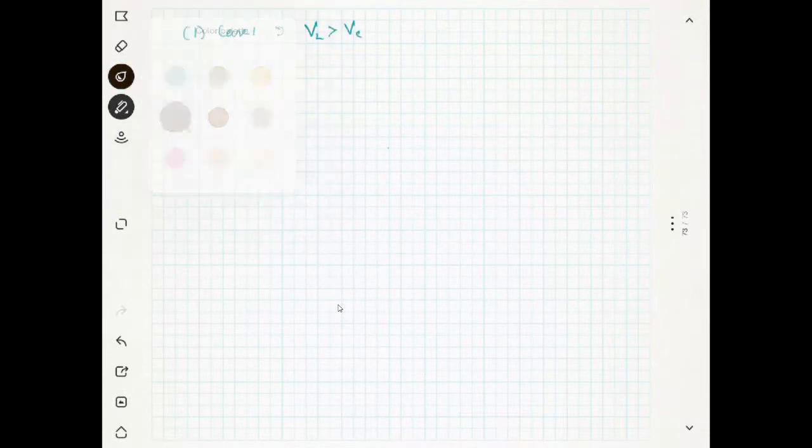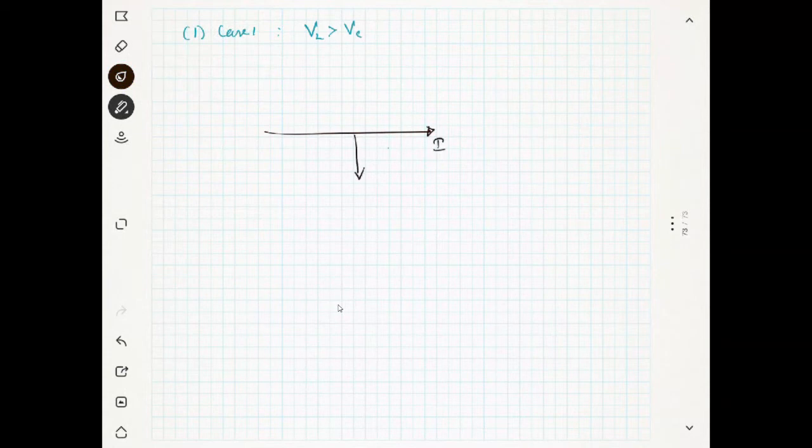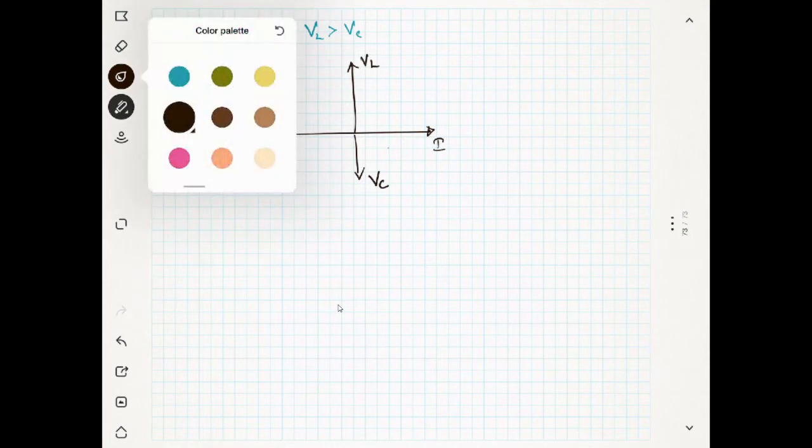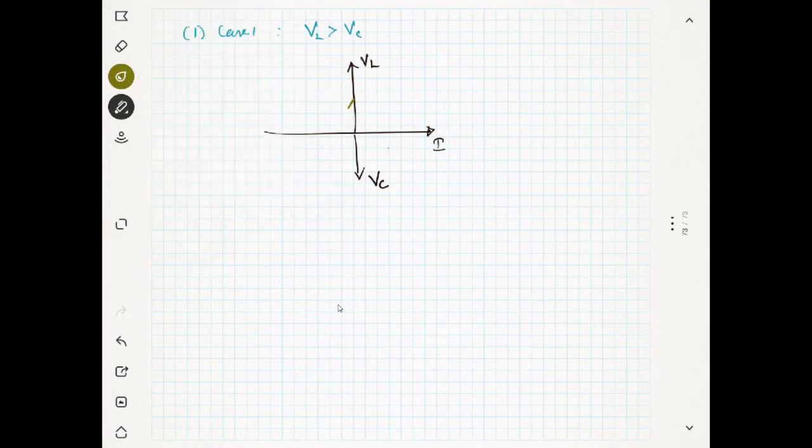In that situation, there is a current I, and one is acting like this, another is acting like this. This is your VC, which is small, and VL is higher. So what will be the resultant? The resultant will be like this, VL minus VC. Am I correct? Yes, sir.